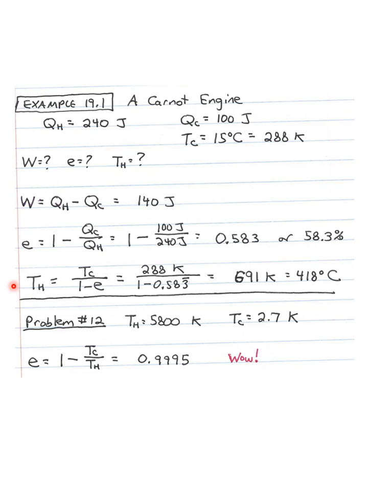And you see T sub H, you see T sub C for hot and cold. So efficiency, 1 minus T sub C over T sub H, 0.9995 or 99.95%. And that would be a very efficient machine. As opposed to, you can see in the previous example, which is likely more realistic, in example 19.1 at the top of the page, we got a 58.3% efficient machine.